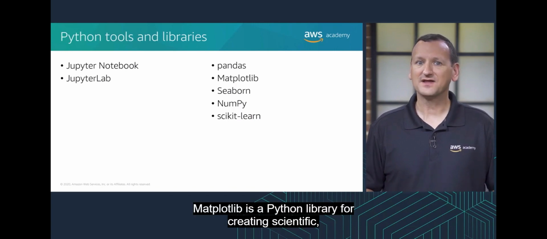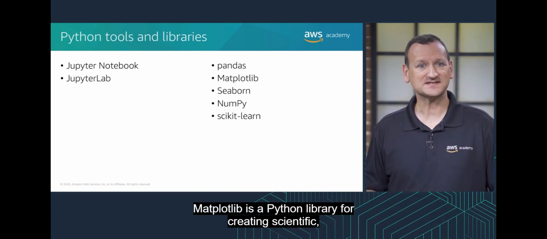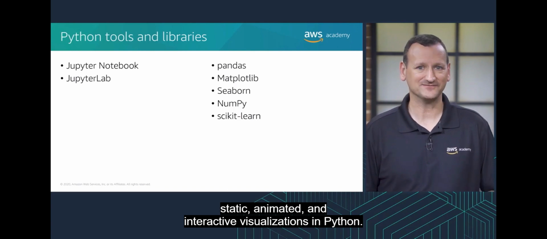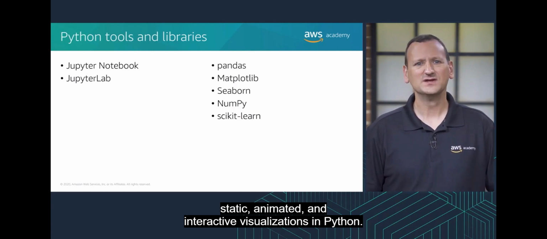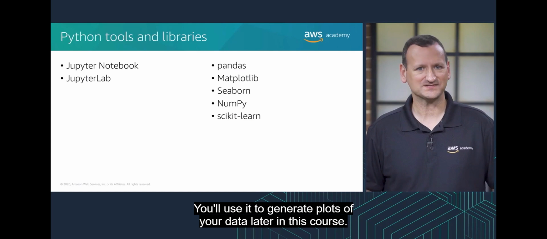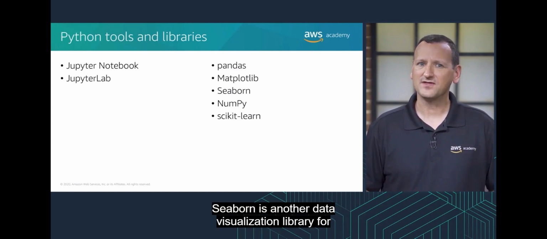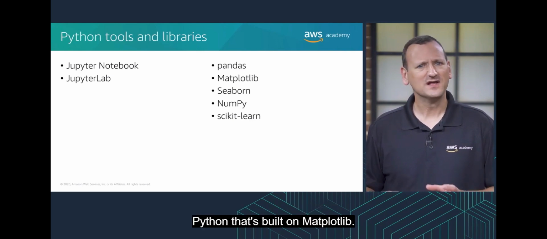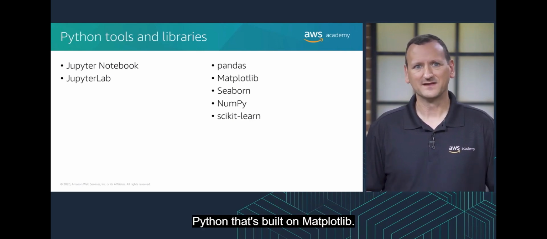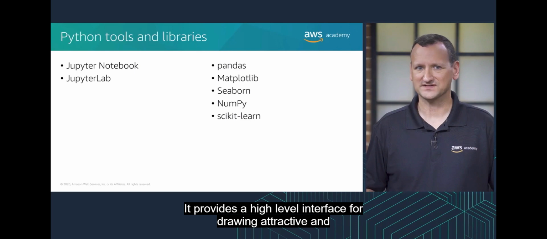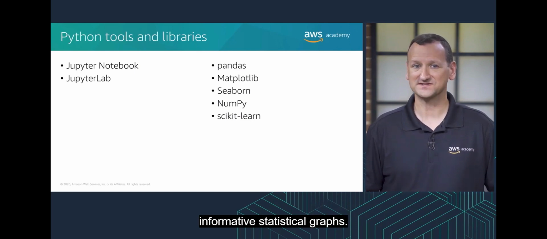Matplotlib is a Python library for creating scientific, static, animated, and interactive visualizations in Python. You'll use it to generate plots of your data later in this course. Seaborn is another data visualization library for Python that's built on Matplotlib. It provides a high-level interface for drawing attractive and informative statistical graphs.